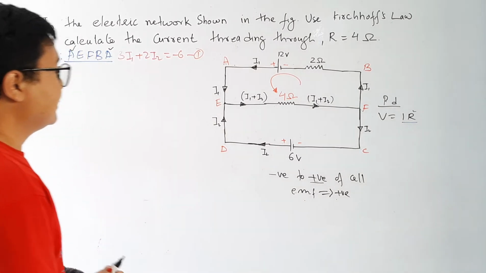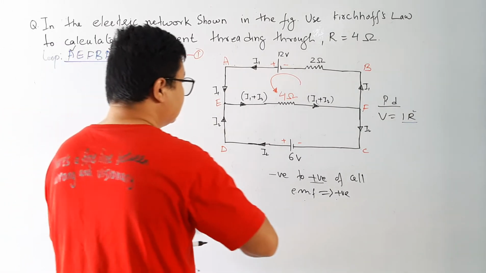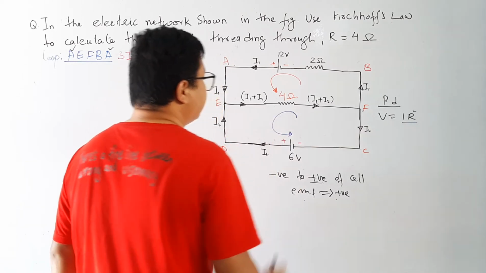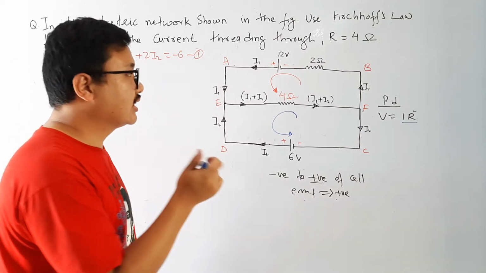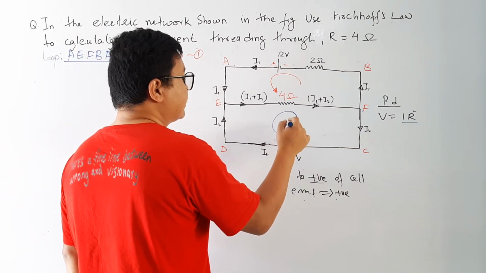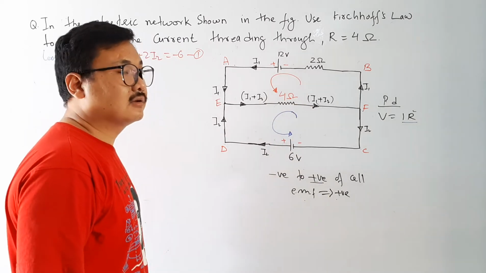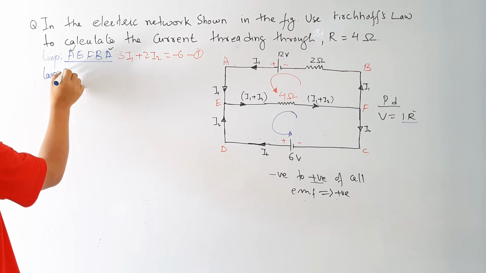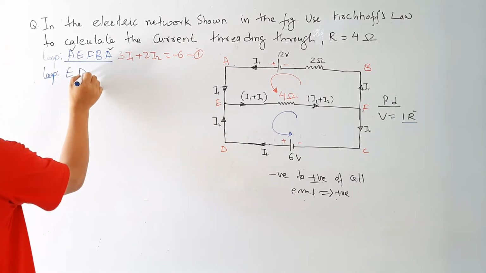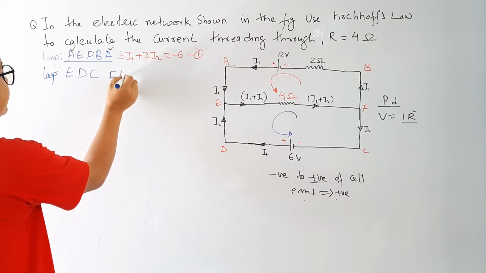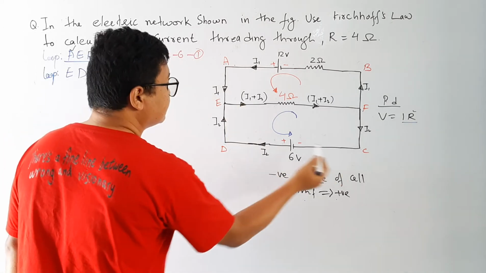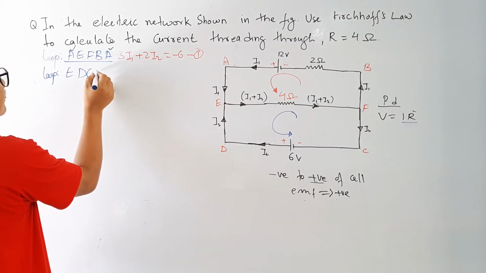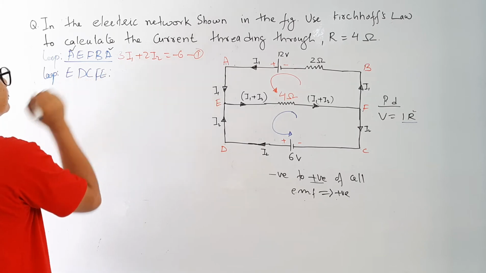Now let us consider another loop, this loop. We can always consider any loop. You can consider this loop, we can consider that loop. Clockwise and anti-clockwise do not matter. Again, I will start from the loop. I will go to E, D, and C, and F, and E. So this is the loop: E, D, C, F, E.